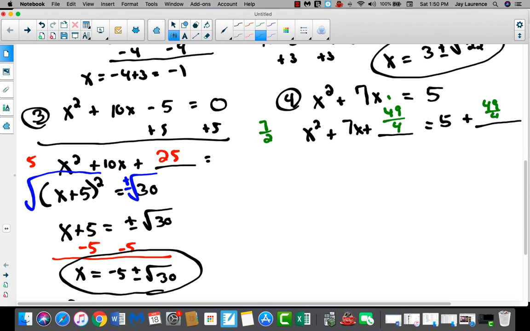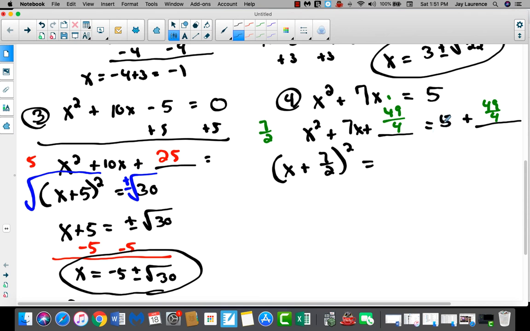49 fourths. Now please do not go and hide under the covers. This is easy. Perfect square trinomial, right? Factor it. Going to get x. B is positive, so it's going to be a positive 7 halves, quantity squared. There you go. You just factored it. Piece of cake.